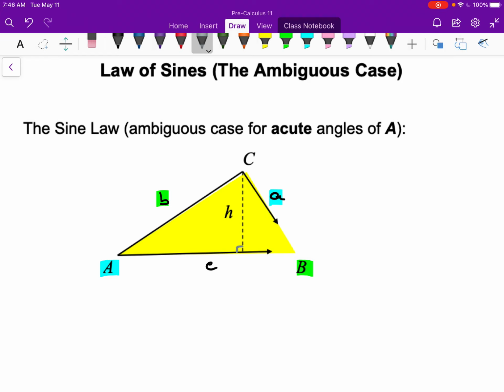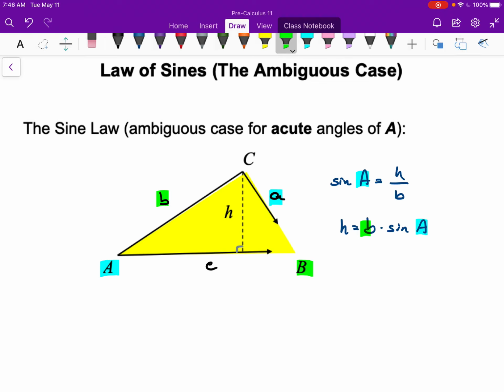The height, if we know angle A and we know side b, can be found using right angle trigonometry. For example, the sine of angle A must equal h over b, which means the height is always going to be b times the sine of A. Always. So the height of this triangle can always be found by b times the sine of A.